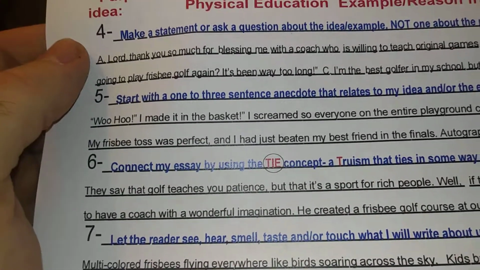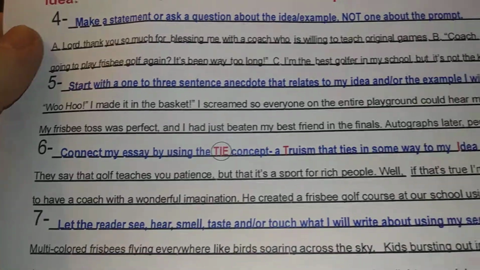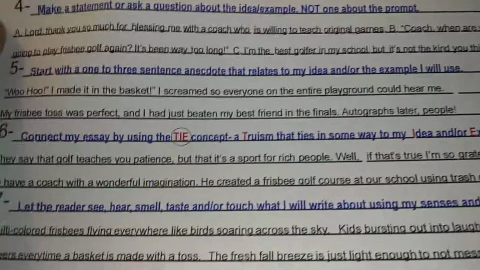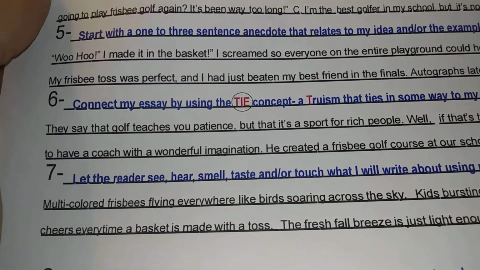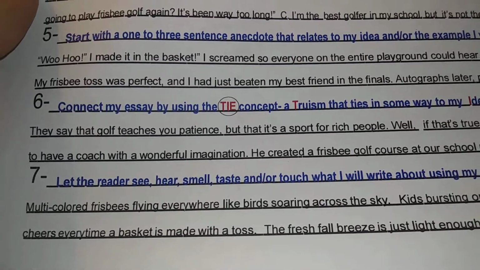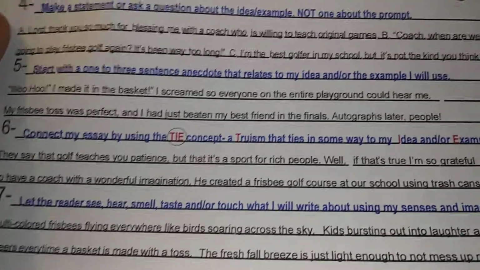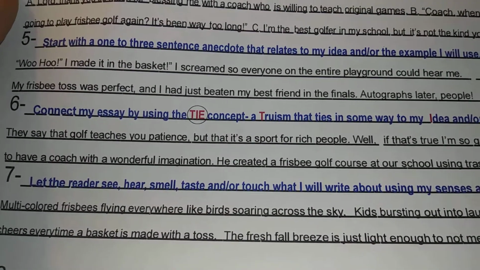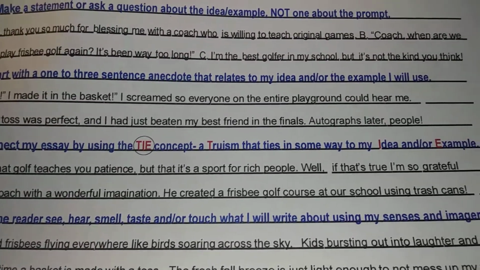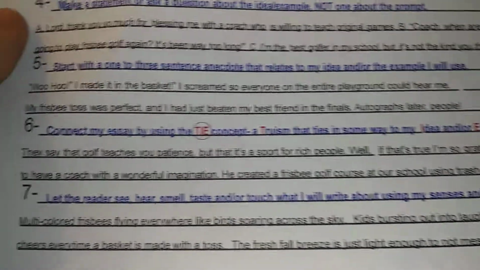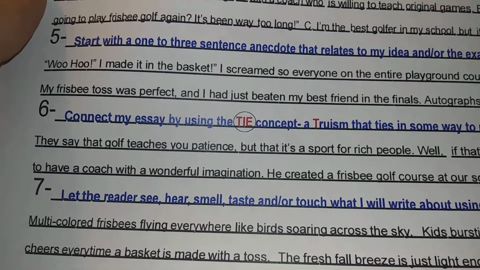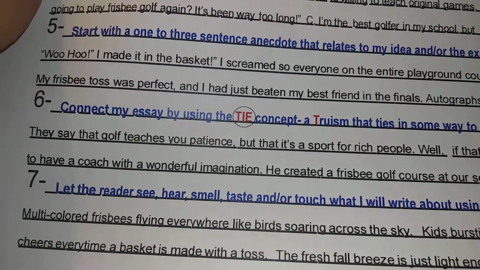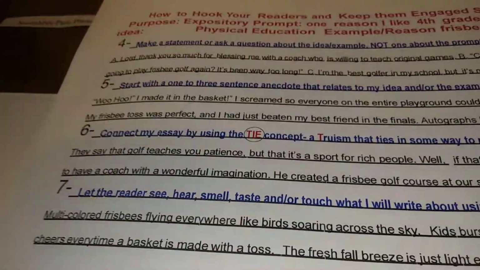Number 6. Connect my essay by using the TIE acronym, a truism that ties in some way with the idea and/or example. So here we go. They say that golf teaches you patience, but that it's a sport for rich people. Well, if that's true, I'm so grateful to have a coach with a wonderful imagination. He created a frisbee golf course at our school using trash cans. So I'll have to tell you a little bit about that. So the truism or the quote is that patience is what comes from golf, and possibly that it's a sport for rich people.